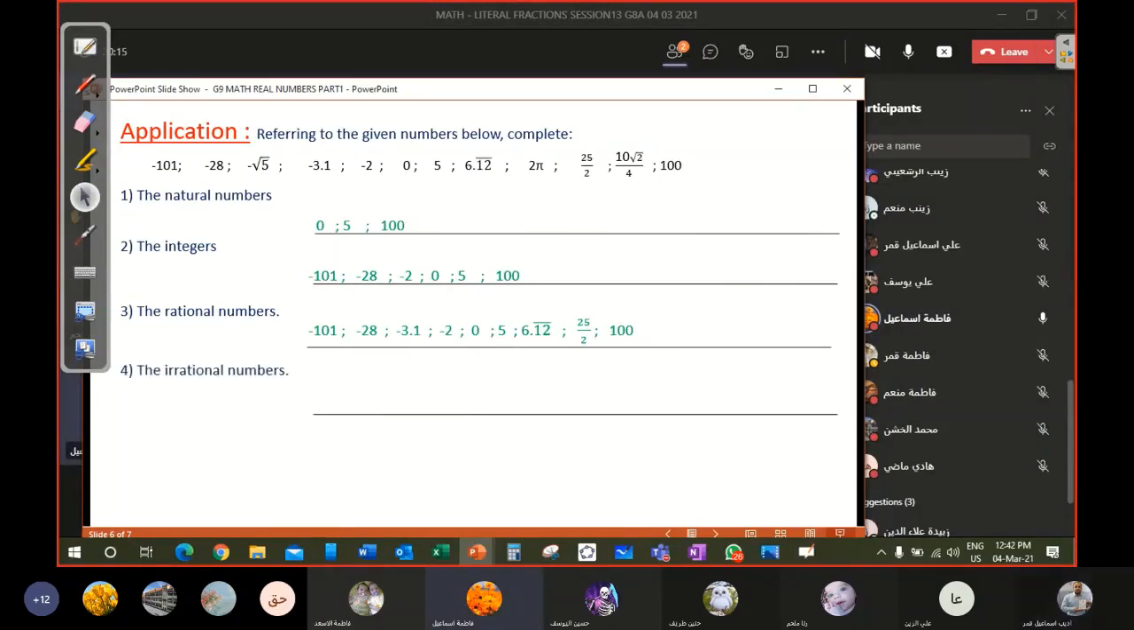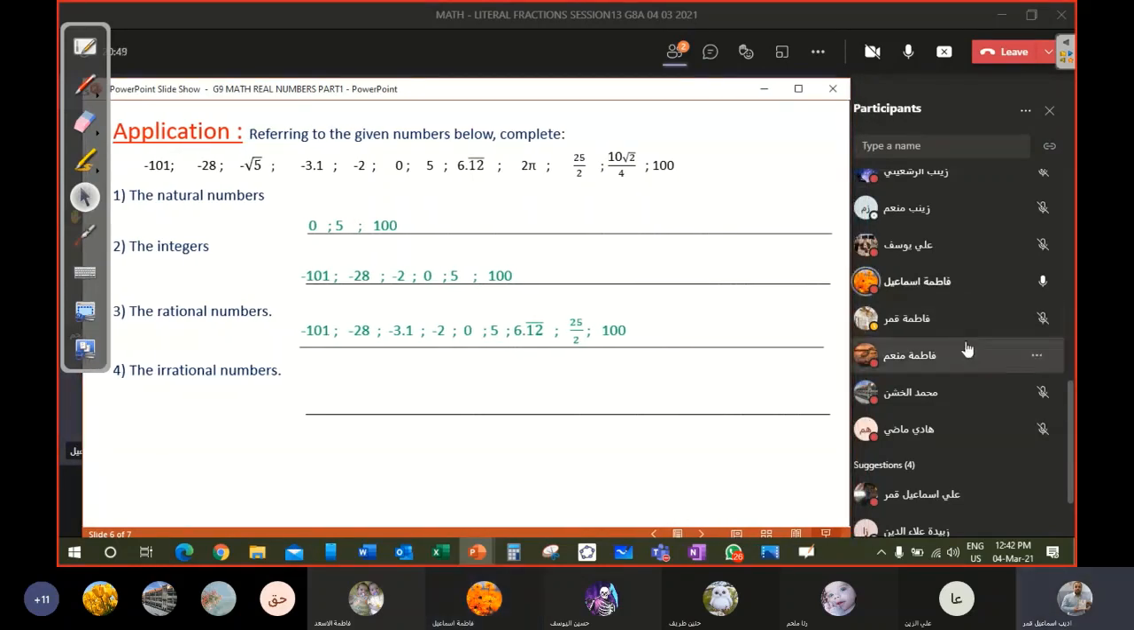With me. They're rational numbers, Fatima. Fatima, you were absent yesterday, right? We are not hearing. Yes. You were absent yesterday? Yes, Ustaz. So pay attention for this period, okay?